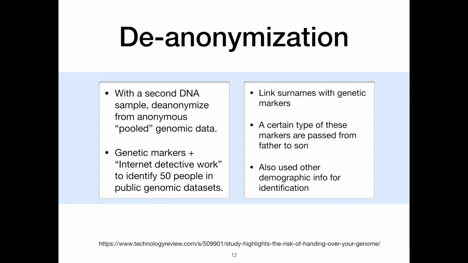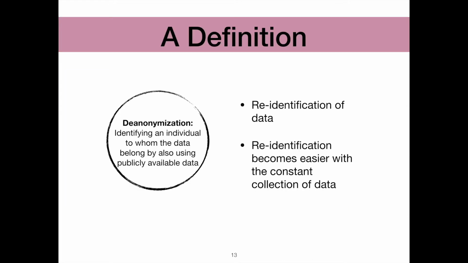They give an example of using a certain type of genetic markers that is passed from father to son and some additional demographic information to re-identify the people. As we have seen in the incident in the previous slide, the act of identifying an individual to whom the data belong by also using publicly available data is called de-anonymization. It basically means re-identifying data, and the increasing and constant collection of different types of data facilitates this process.